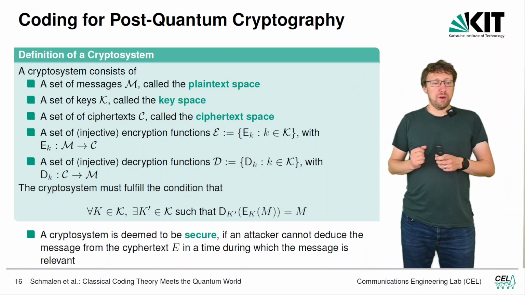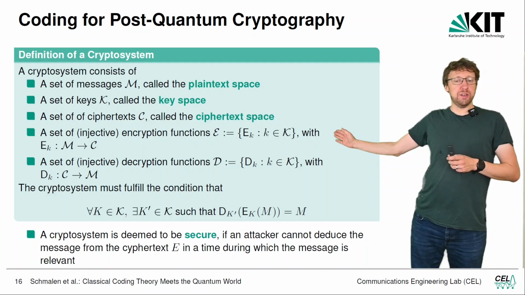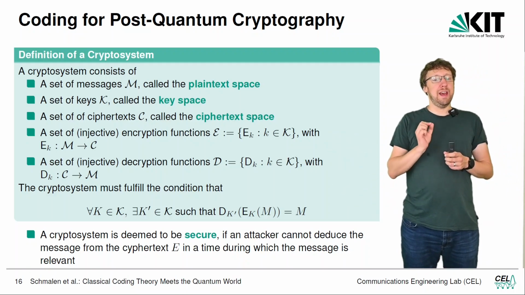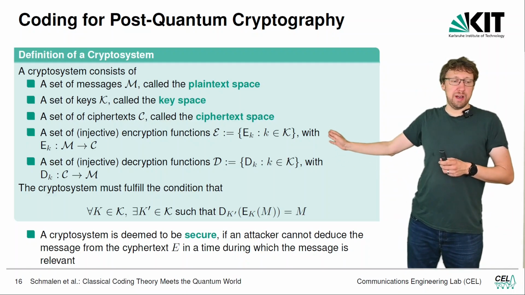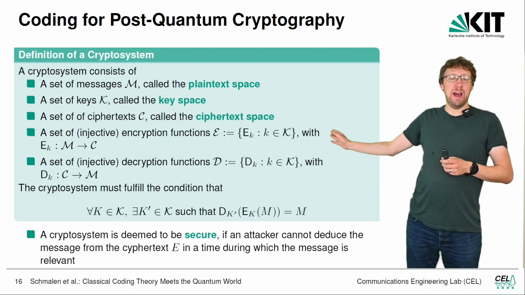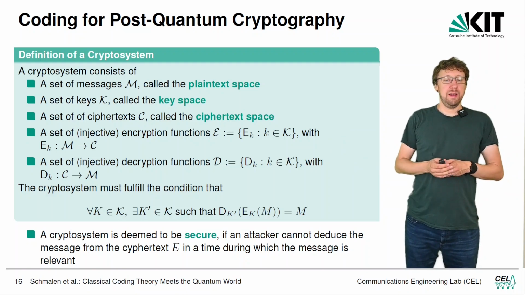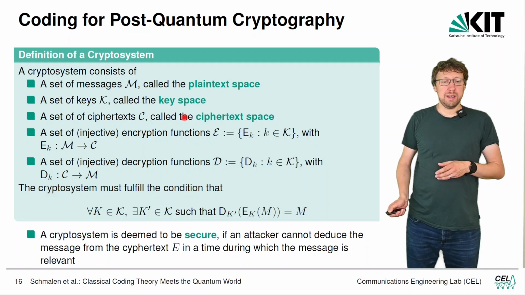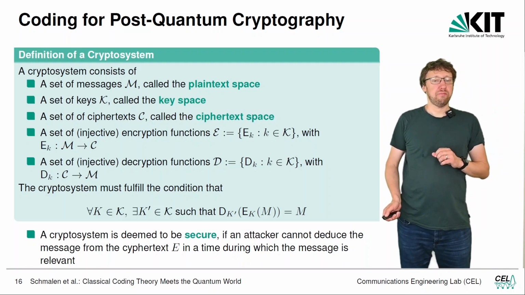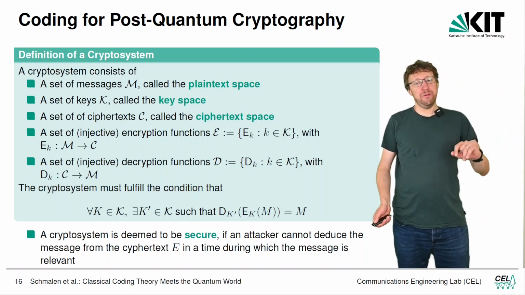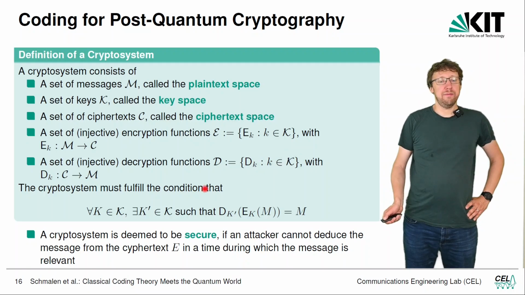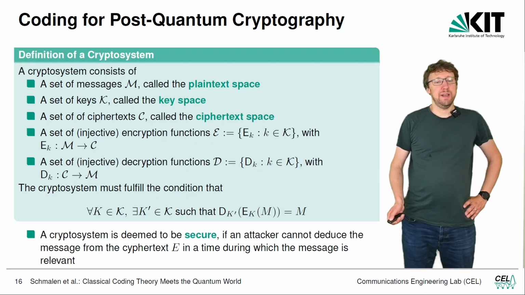Then we have an encryption function. The encryption function E depends on some key K. So it is parameterized by a key K, and it maps a message from the plaintext space to the ciphertext space. So it's a mapping from M to C using a key. The decryption function does the inverse. It's also parameterized by some key K, and it goes from the ciphertext space to the message space.